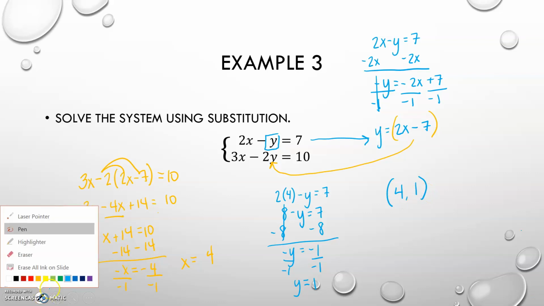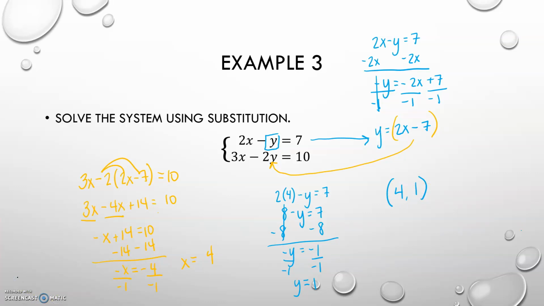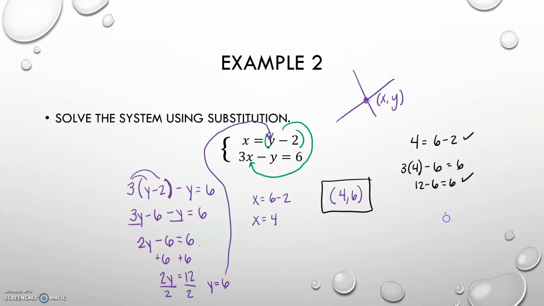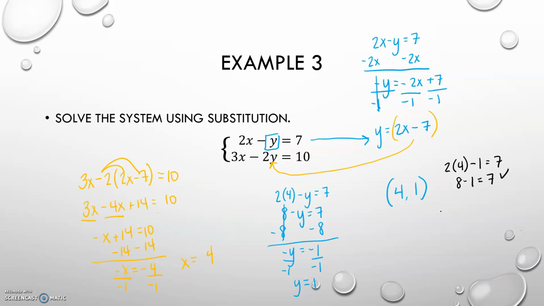Again, I can check my work by plugging in that ordered pair to both equations. I'd get 2 times 4 minus 1 equals 7. Well, this would give me 8 minus 1, and that is 7, so that's a true statement. For the other one, I get 3 times 4 minus 2 times 1 equals 10. So this would give me 12 minus 2, and that's true as well.